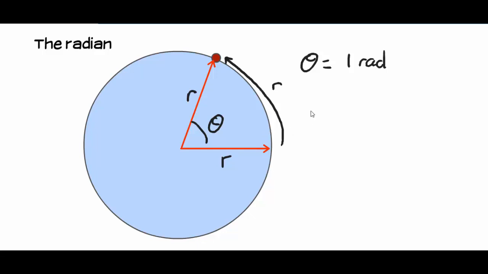So if we carry on doing this, what we can see is that in a full circle, where we've got 360 degrees, then we know that the circumference of the circle is equal to 2 pi r, and therefore in 360 degrees going all the way around, how many radii have we gone around? We must have gone round by 2 pi, so 360 degrees is equivalent to 2 pi radians.